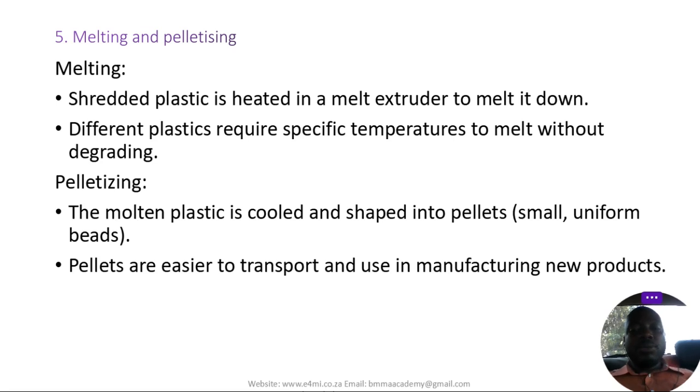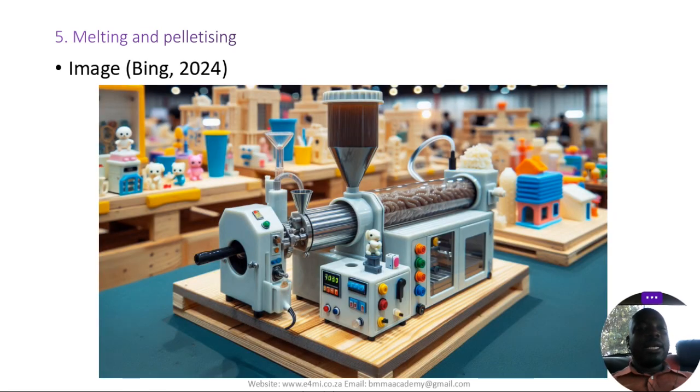You can consider selling the pellets in this form to the industries, so that they can manufacture their own products as time goes on. So this is a machine that we usually use. This is a small melt extruder. This is where the pellets come out, and then they can be used in making the toys that you see in the background.